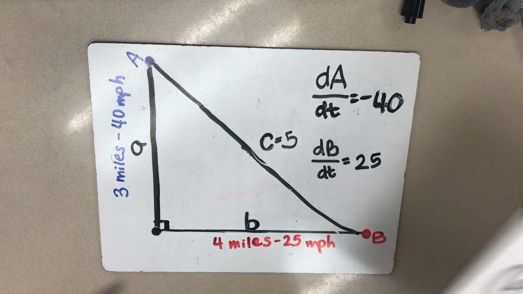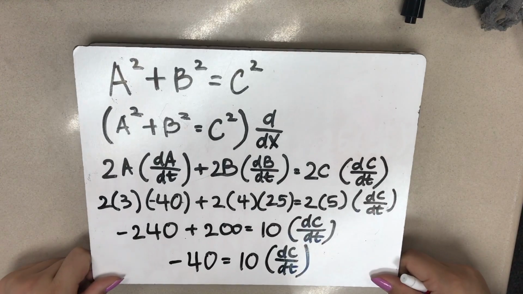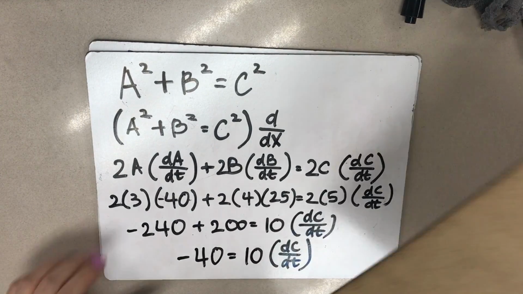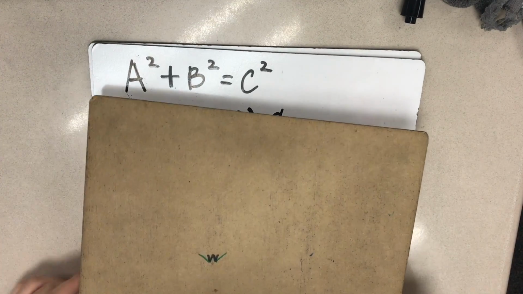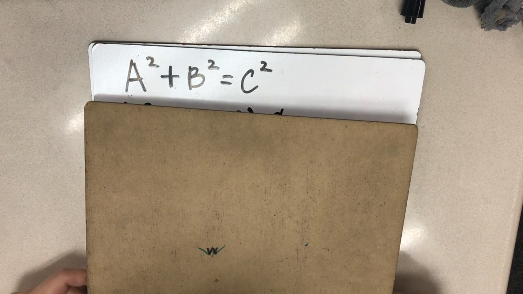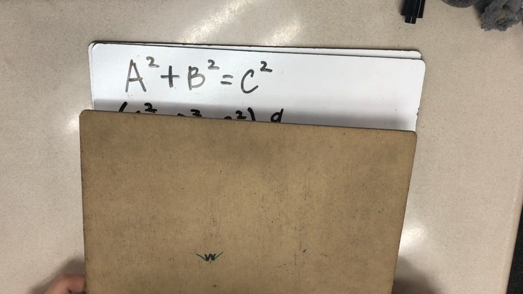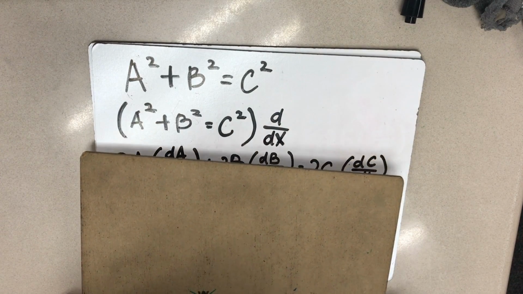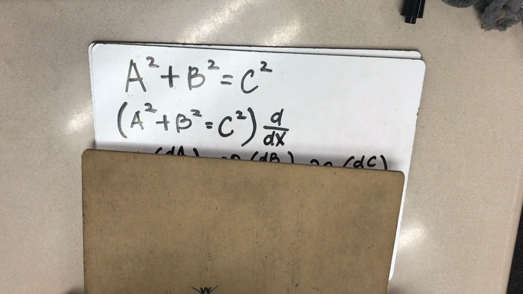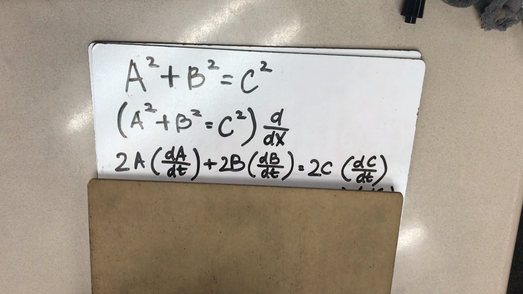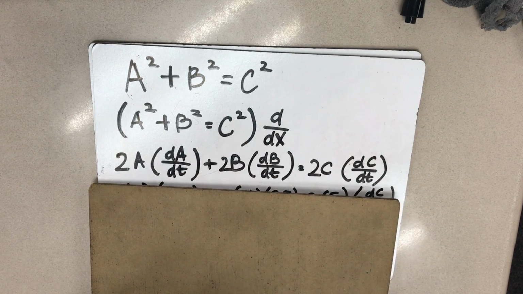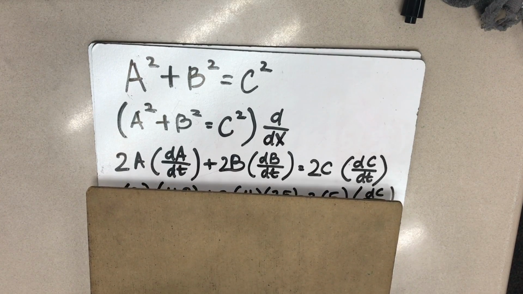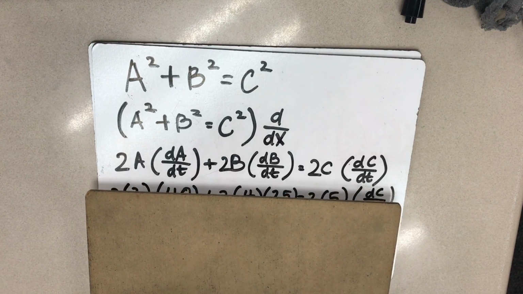And then from there, we use our Pythagorean theorem, a squared plus b squared equals c squared, and we have to take the derivative of the entire thing because this is a related rate. So when we take the derivative of the entire equation, we get this. So it's 2a times dA/dt plus 2b times dB/dt equals 2c times dC/dt.